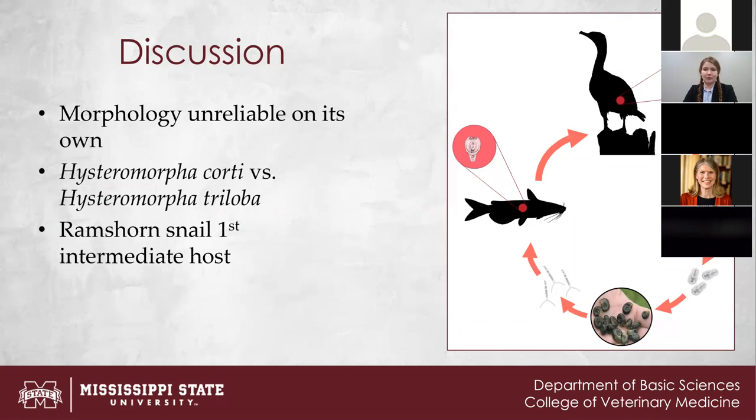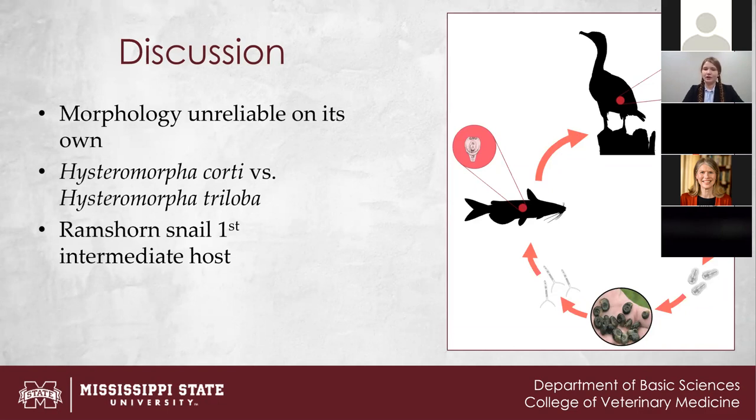There's Hysteromorpha triloba in Europe, there's Hysteromorpha corti in North America, and then there's a 3rd Hysteromorpha species in South America. We found it particularly interesting that the South American species was less genetically similar to Hysteromorpha corti than Hysteromorpha triloba was, considering that cormorants in North America and South America have ranges that overlap quite a bit. So it makes us wonder what else is influencing the distribution of these parasites, aside from just their host species range.